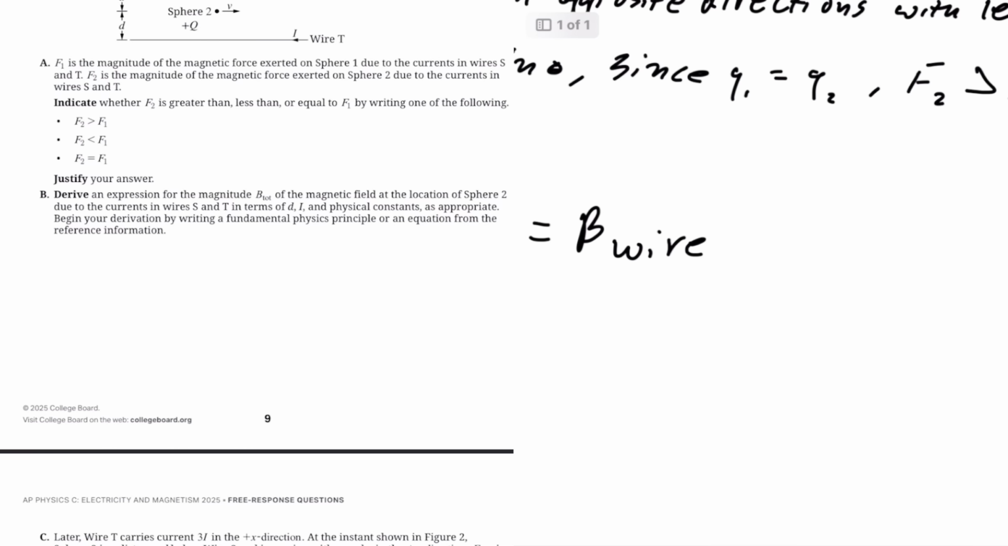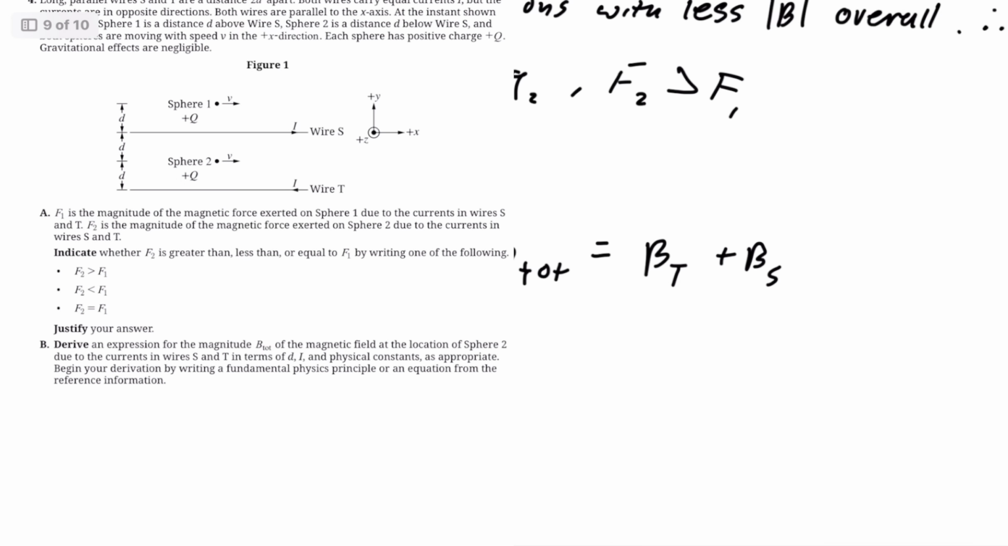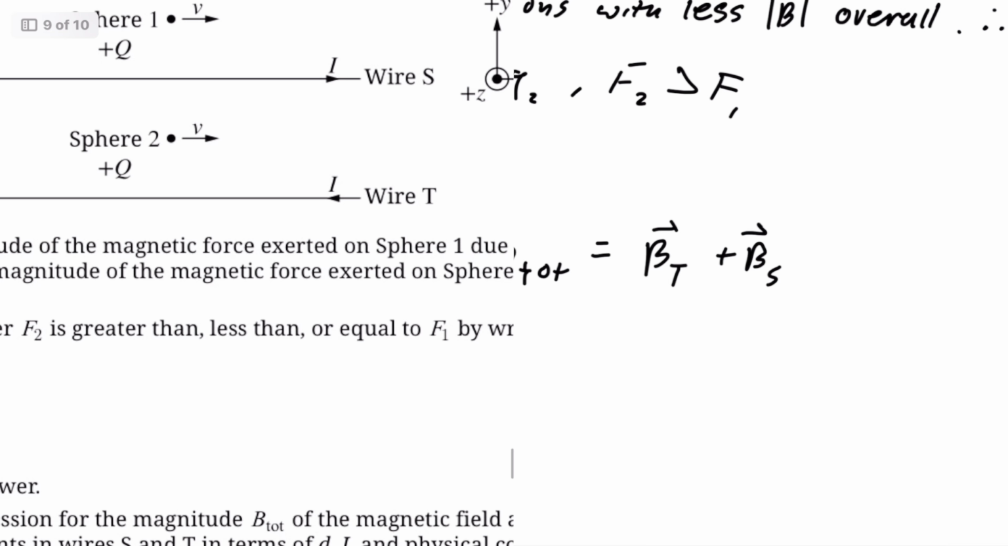So B total at point 2 is equal to BT plus BS. Since wires T and S have currents in the same direction, we can just add them. It doesn't matter. Because of the right-hand rule, this one will point into the page, and by the right-hand rule, the other one will also point into the page.